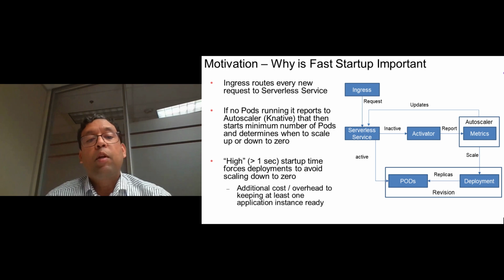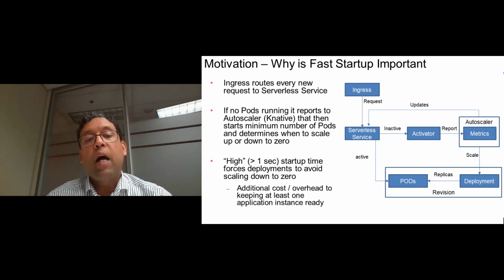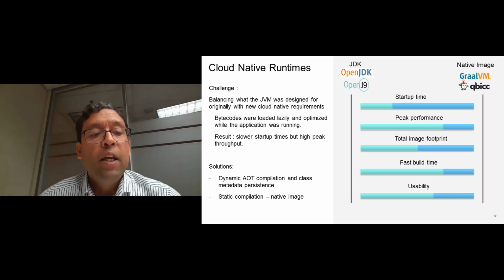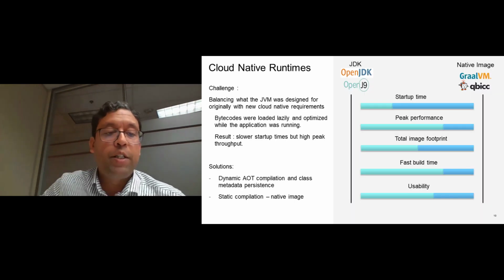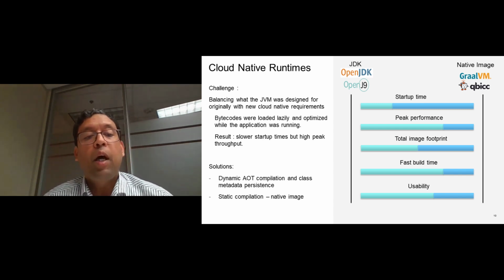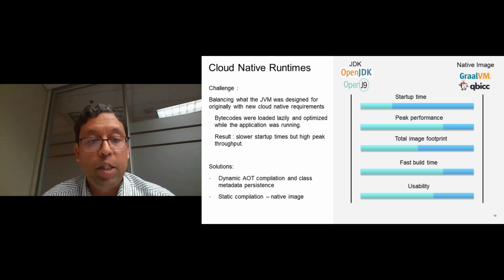So one way to work around this sort of thing could be to keep at least one application instance running all the time, rather than scaling down to 0. But then this requires additional cost and overhead associated with that one running instance. So this is why super fast startup is important. It's not just enough to start up in a few seconds. You have to be able to start up in a few hundreds of milliseconds. And the Java community has done a lot of work to satisfy this sort of requirement, because this is a new requirement, let's put it that way.